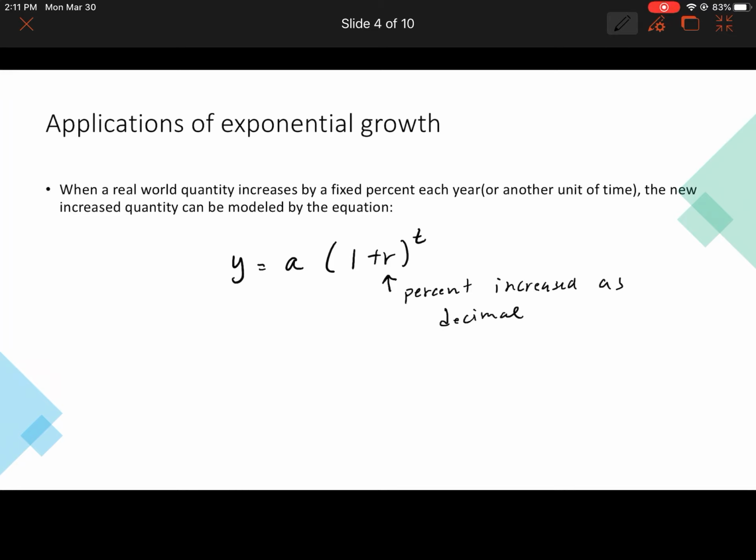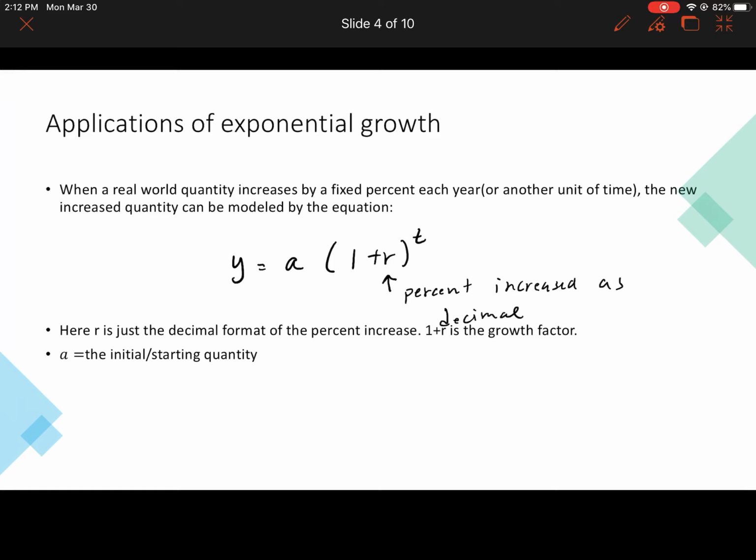Let me go ahead and move on to the next one. Here r is just the decimal format of the percent increase. 1 plus r is the growth factor. I didn't mention that earlier, but earlier I said I think b, or base, is the growth factor. Well, whenever you have applications, they're going to give you a percentage, and you're always going to have to add 1 onto it in order to get your growth factor. A is going to be the initial starting quantity. Maybe I should write down the other ones. I don't think I added those. t is just the amount of time that happens.